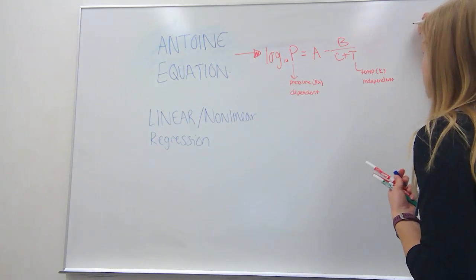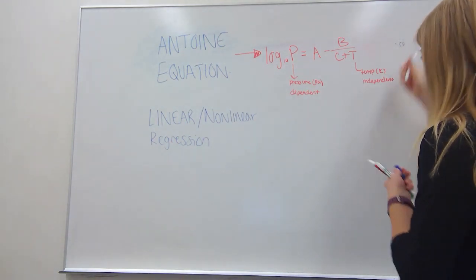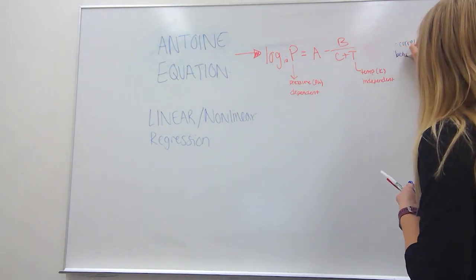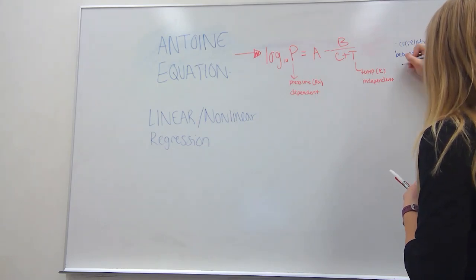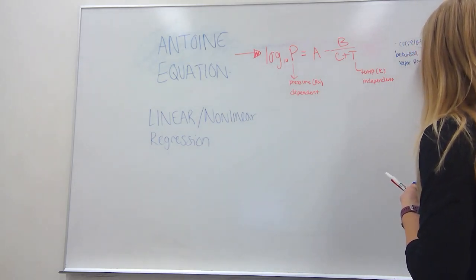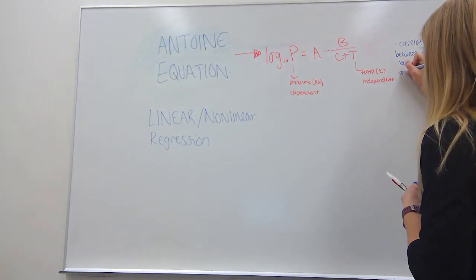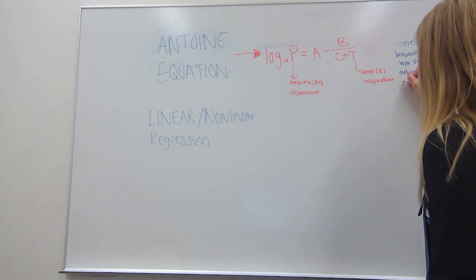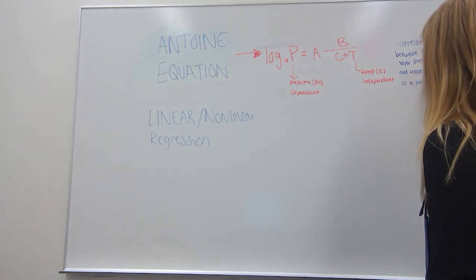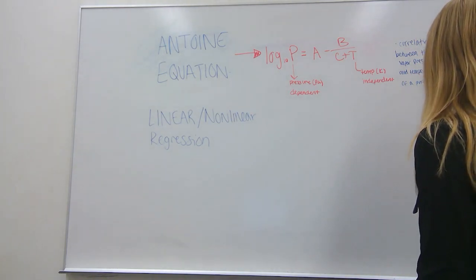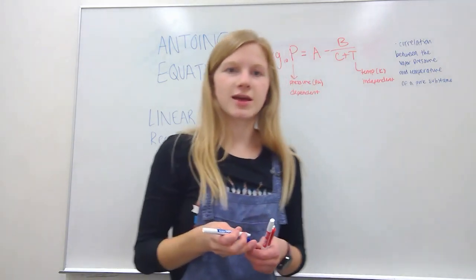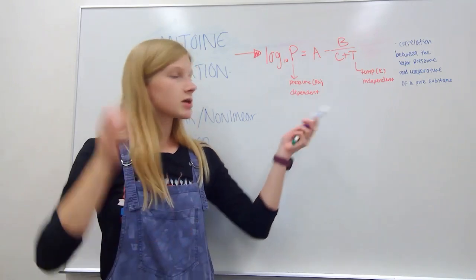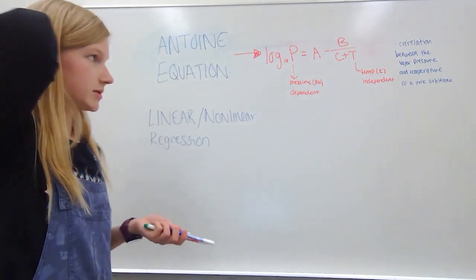Just like a brief description of what the Antoine equation actually is. It's just a correlation between the vapor pressure and temperature of a pure substance. In this case, we're going to use water. So that's the Antoine equation, and that is what we're going to use for our calculations. And we're going to determine the constants for the equation, and we're going to use experimental data to do that.